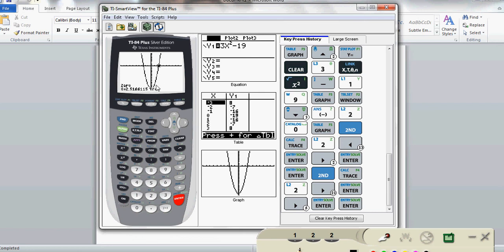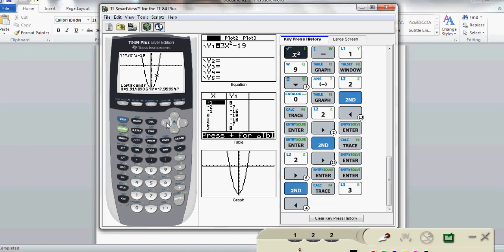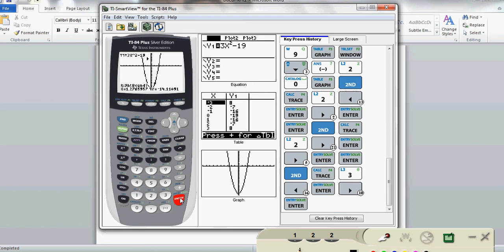Now to find the minimum way down here, because the graph is at a low point, I'm going to do second calculate, and I want a minimum, which is option number 3. And once again, get to the left of it. It's somewhat covered up by the numbers, but that's okay. I'm finally to the left of it. Then I need to move the cursor to the right of it, and then just guess. And it appears this is 2.3058 e to the negative 6. This is a 0. 0, negative 19.